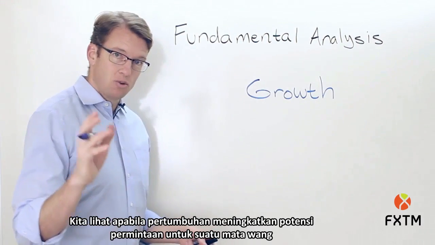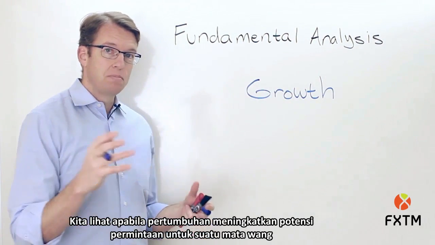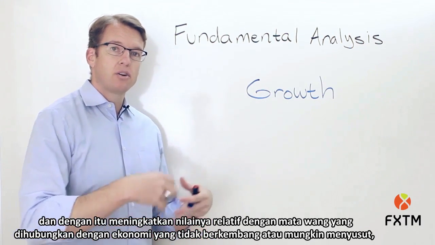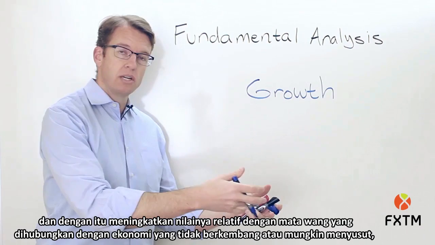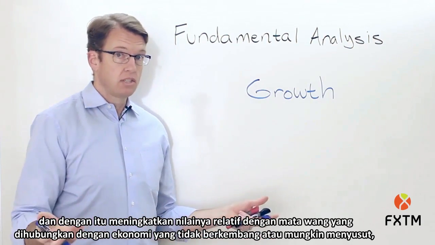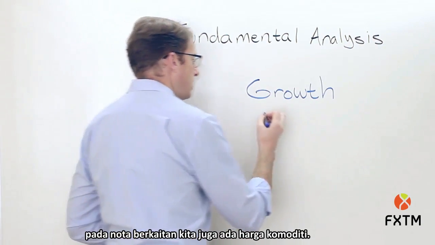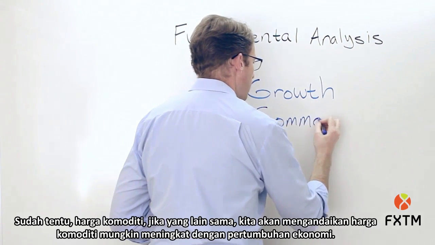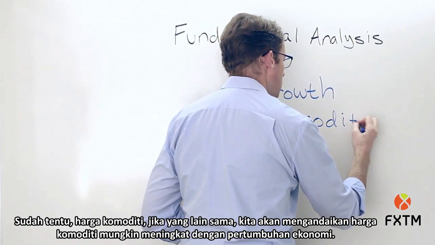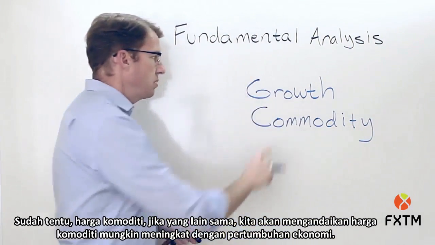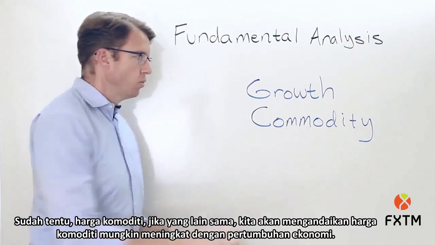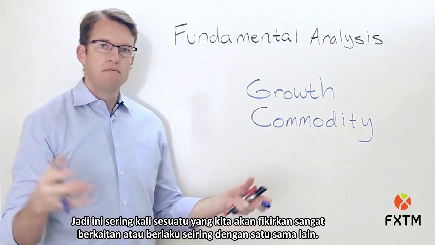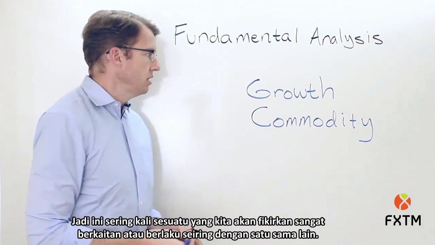So we see that as growth, increasing the potential demand for a currency and therefore increasing its value relative to a currency that is connected to an economy that is not growing or even contracting potentially. And on a related note, we get commodity prices as well. Now, of course, if all else is equal, we would assume that commodity prices are probably going up with economic growth.